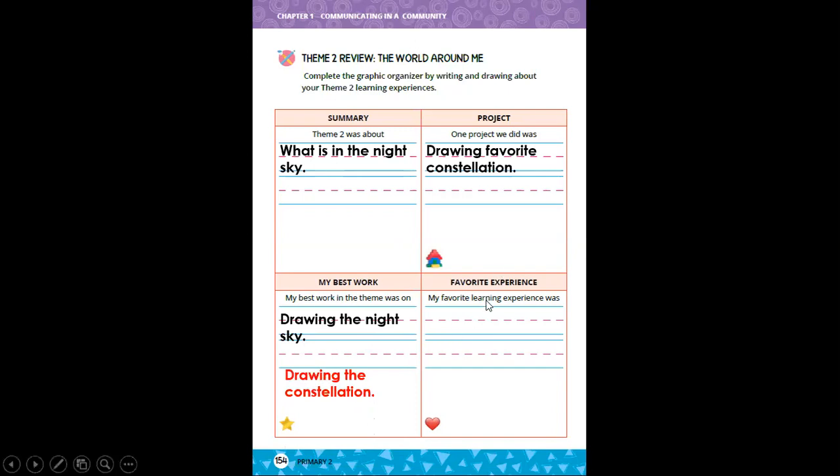What is our favorite experience here in this theme? We made a comparison between night sky and day sky. We have learned that day sky is different from that night sky. Also, we make a comparison between sun and other stars. Do you remember? The sun is brighter than other stars. Excellent. The sun is bigger or medium size, but it appears bigger than other stars as it is near to us. I hope you remember.